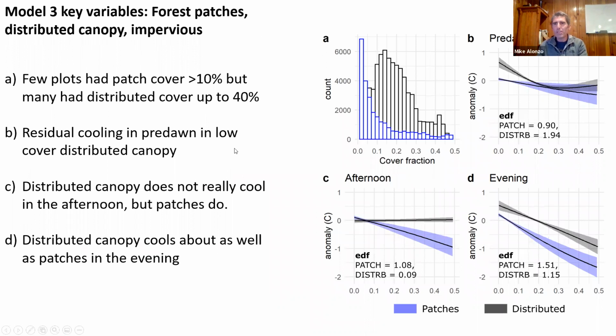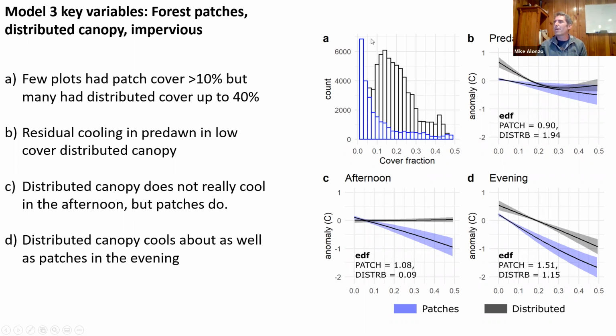So let's divide up the world even further here and mostly focus on soft canopy, dividing that up by whether it's a clump or a patch, I'm using those synonymously, versus distributed canopy. Let me guide you through these figures. Letter A shows the distribution of patches versus distributed canopy in DC. The main point here is that patches are not available in that many locations in the city.